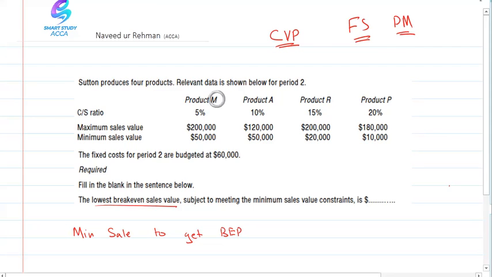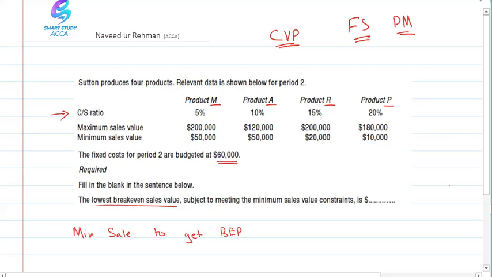Now, we are given four products, M, A, R, and P. The CS ratio is given to us: 5%, 10%, 15%, and 20%. Then we are given the maximum sales revenue and the minimum sales values, both of them are given to us. And then we are given the fixed cost, which is 60,000.